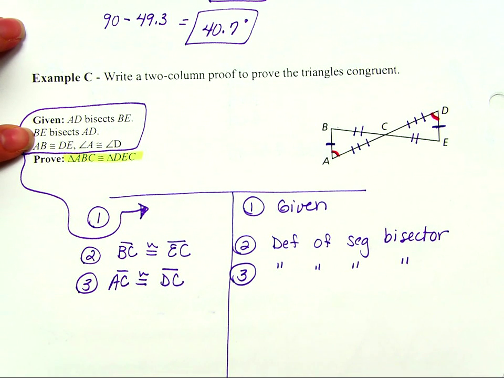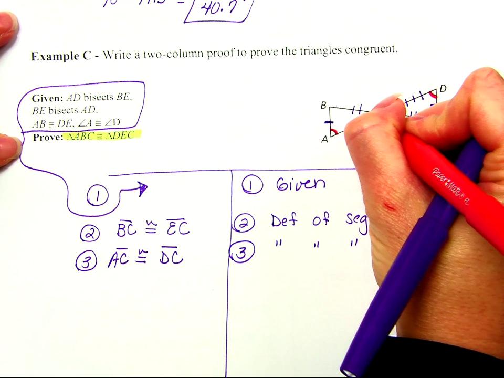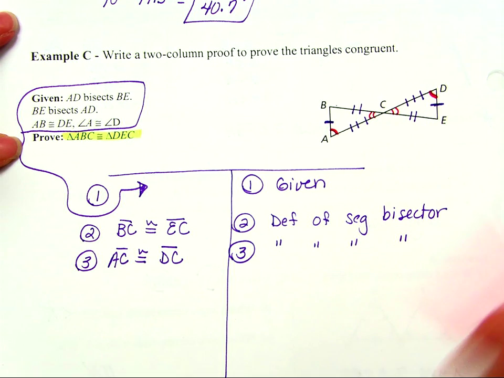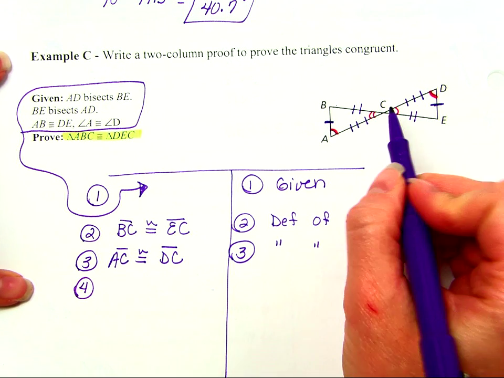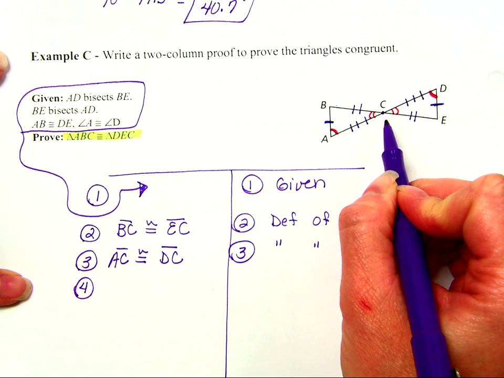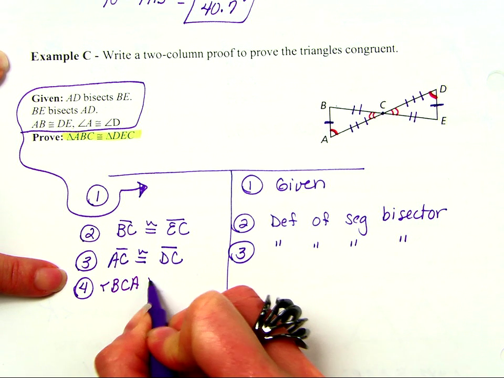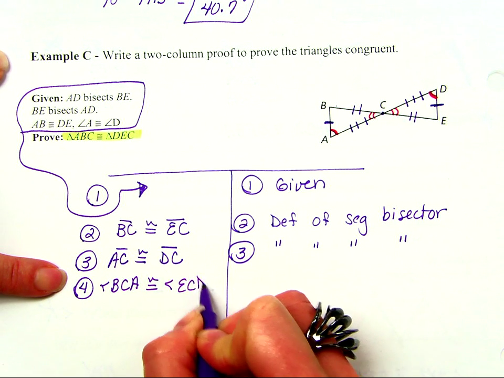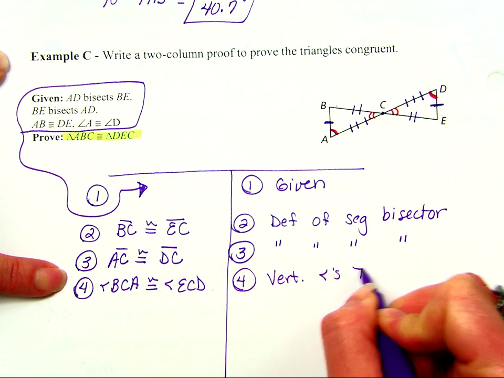I've used everything in my given information, but now if I take a look at my diagram, I see there is something I can mark there. I have a pair of vertical angles. So if I make that marking in my diagram, I actually am going to go ahead and state that. Now I cannot just say angle C, because angle C is that vertex point, and there's more than one possible angle there. So I need to go ahead and say angle BCA would be congruent to angle ECD by the vertical angles theorem, or definition of vertical angles.